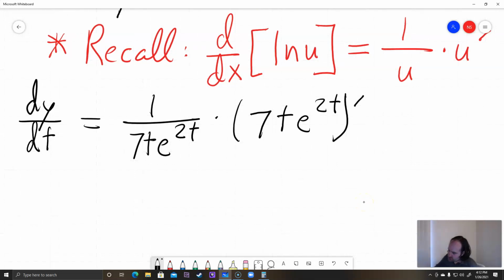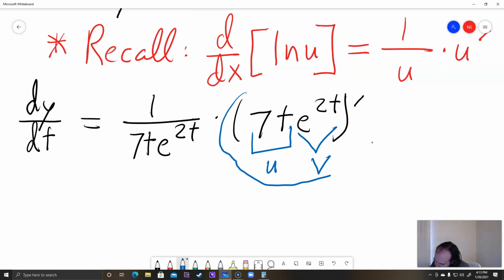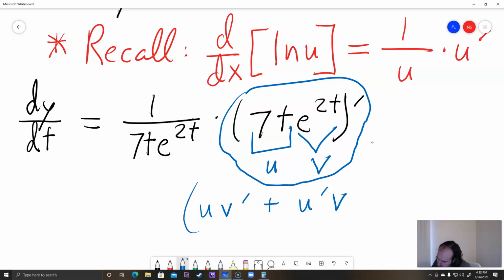Okay, so the product rule, here we have u times v. And don't get this u confused with the u up here. This is going to be a different u from the one we were using for the formula of ln. Okay, so uv prime is going to be uv prime plus u prime v. So this whole thing right here is going to be uv prime plus u prime v. And then we're going to put parentheses around that. And then we still have a 1 over 7t e to the 2t.